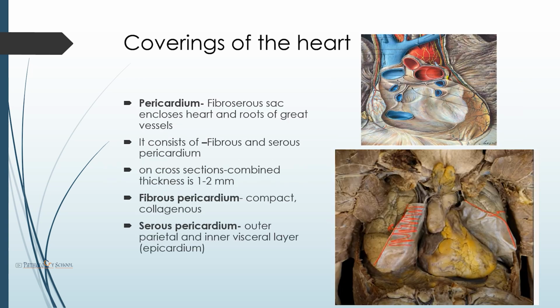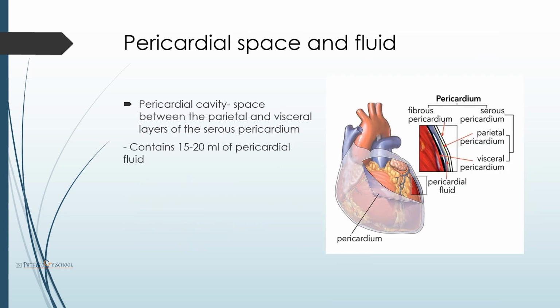Coverings of the heart: pericardium. It is a fibroserous sac that encloses the heart and the roots of the great vessels. It contains fibrous and serous pericardium. On cross section, the combined thickness is 1 to 2 mm. Fibrous pericardium is compact and collagenous, while serous pericardium has an outer parietal and an inner visceral layer.